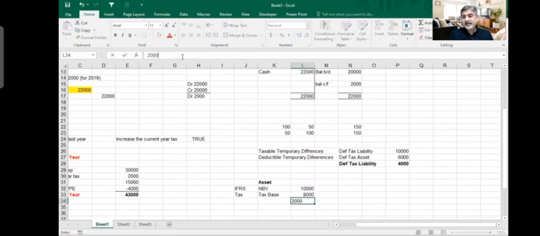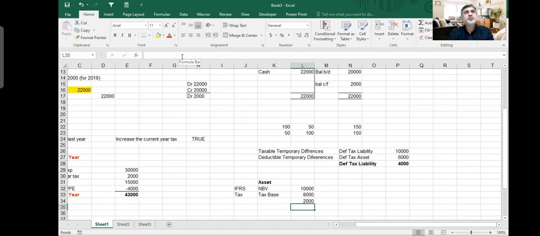In some questions they would say that there is a difference of 2,000 between the net book value and the tax base of the asset. The net book value is 2,000 more than the tax base. So this will result in what? Is it going to result in deferred tax liability or deferred tax asset? I need an answer from you people. Sir, deferred tax asset.